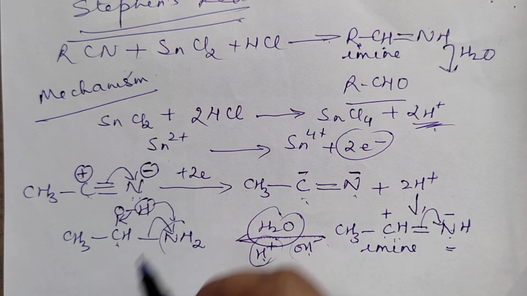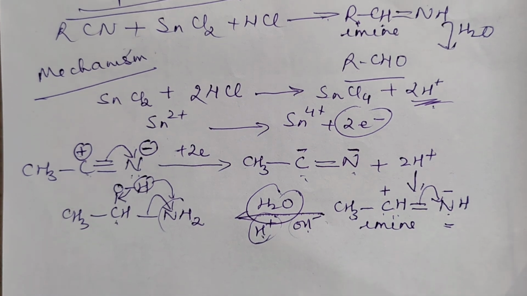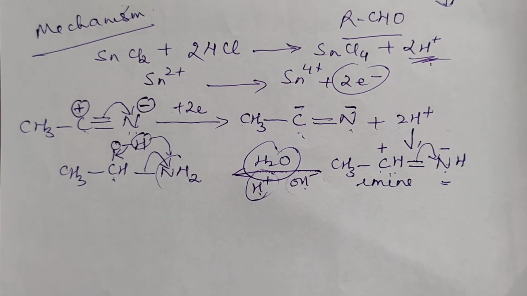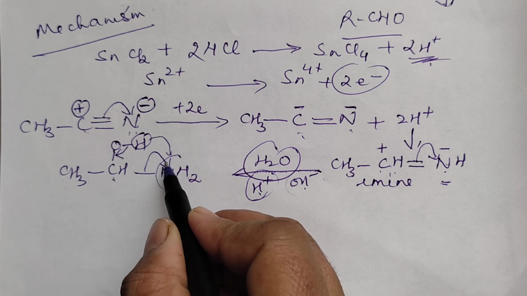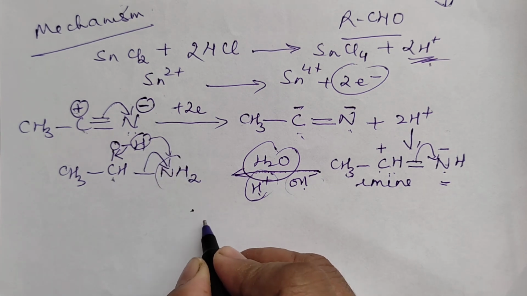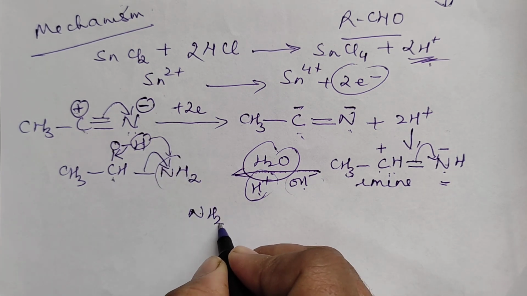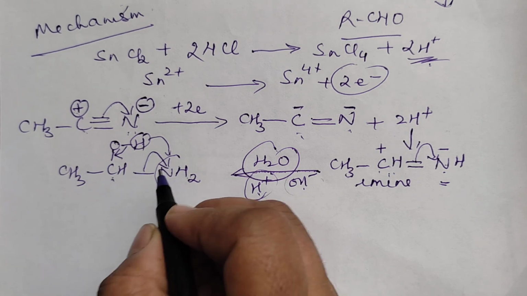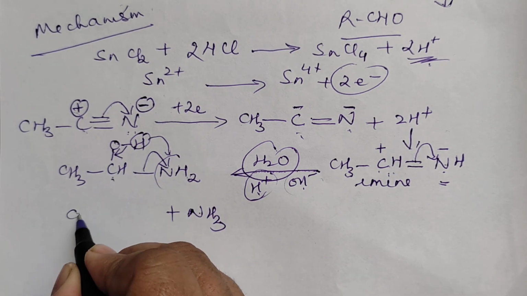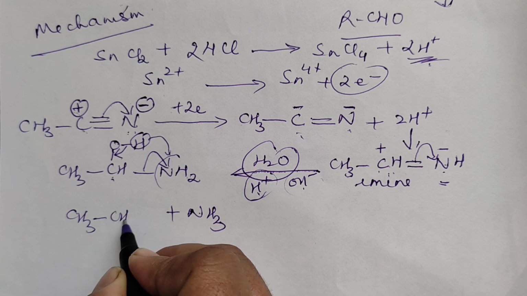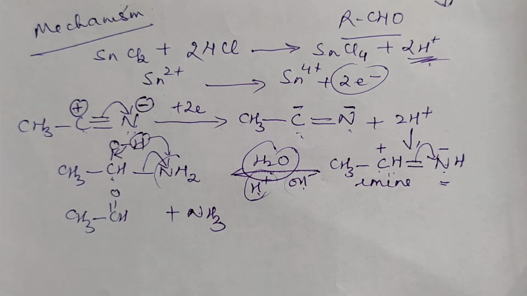H shifts with this and liberates ammonia. So what exactly happens is this H comes here, means it is going to form ammonia, and this has gone and double bond has come here. That means you will have CHO. Okay, just once again I'll explain it.